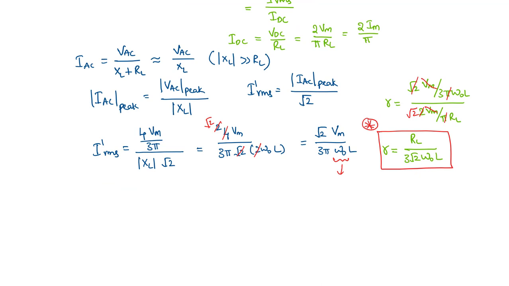This was derived under one assumption, that the magnitude of XL is much greater than RL. And looking at the ripple factor, we can say one thing: we should use the inductor filter when the load resistor is very small, so that we get a small ripple factor. So the inductor filter should be used when the load resistor is smaller, or in other words, when the load current is larger.